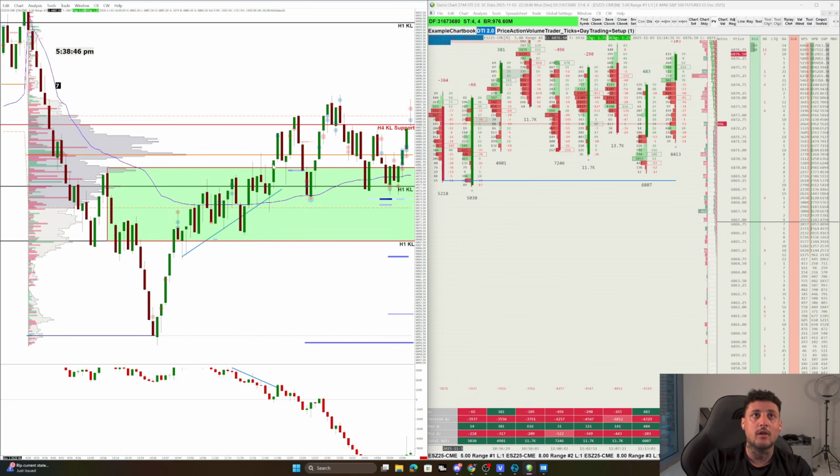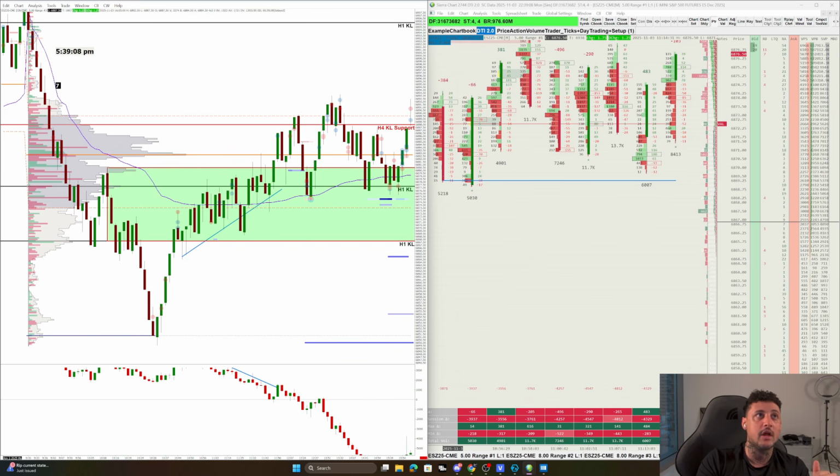So I ended up taking the longs as we started to see significant buying pick up here on the CVD, and we started to break out of balance, and I ended up catching a little bit of this move here. So I was targeting the 93s. Why the 93s? Because that was going to be the value area high on the session profile.